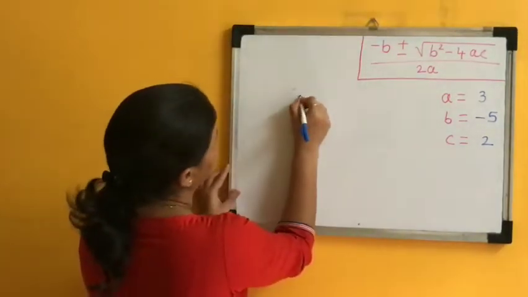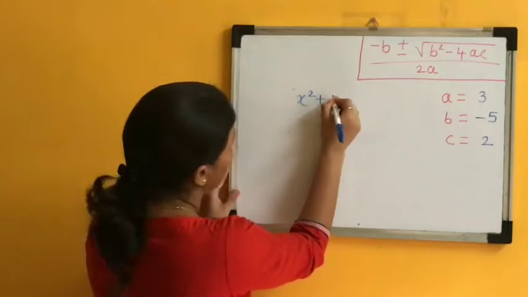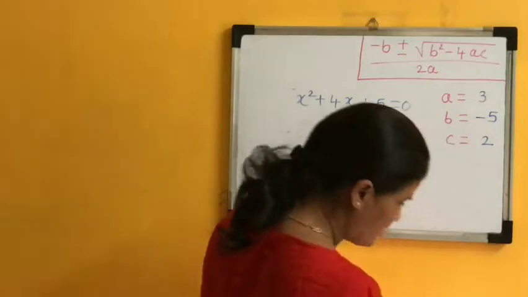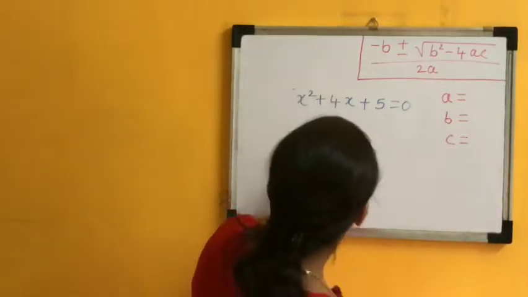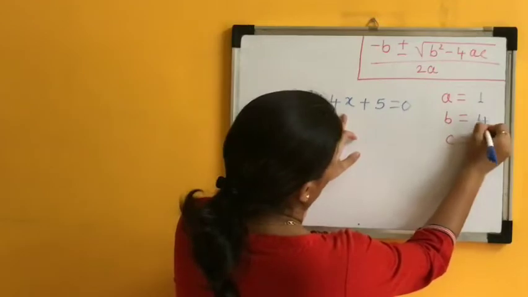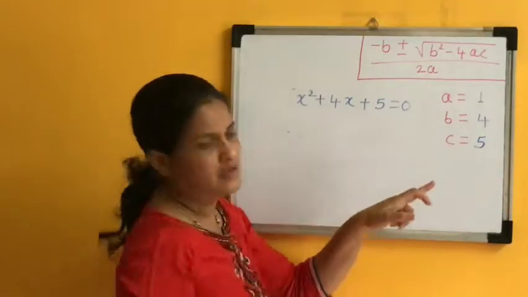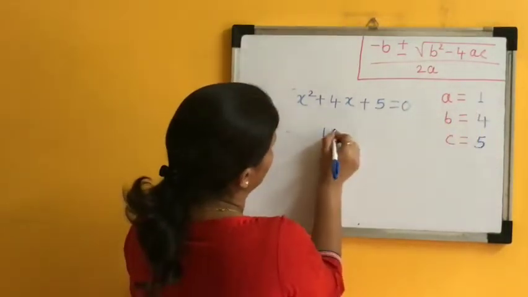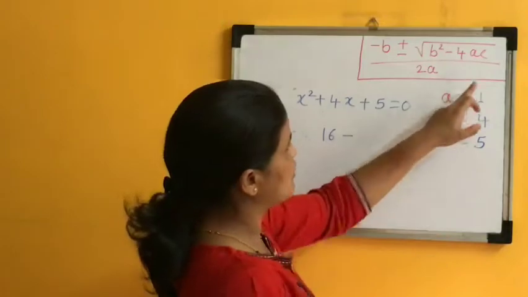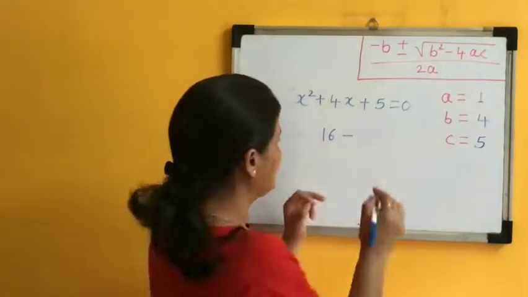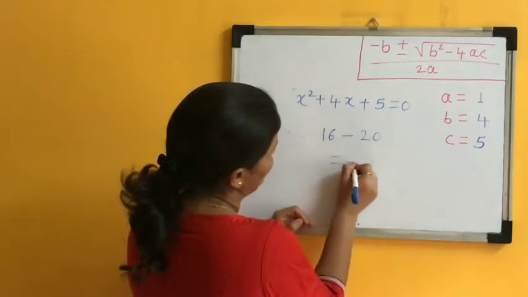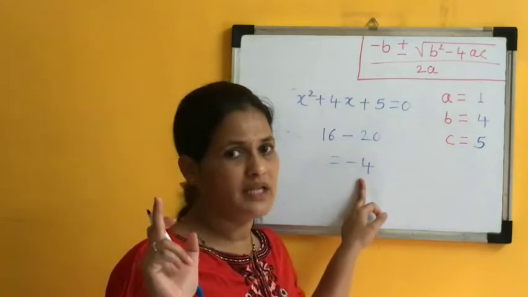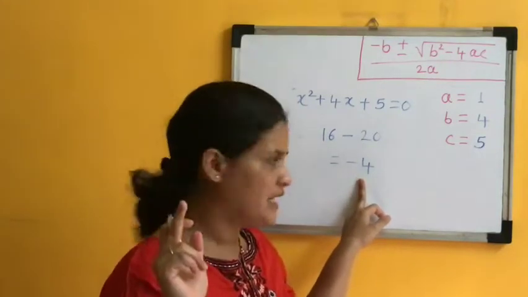Let's take another example, which is x square plus 4x plus 5 equals to 0. Now what are a, b and c here? A is 1, b is 4 and c is 5. Now let's first find out b square minus 4ac. 4 square is 16 minus 4ac is what? 4 1s are 4, 4 5s are 20. So what is this friends? Minus 4. And minus 4 का कोई भी real root नहीं होता है. We cannot find out the root of negative number.